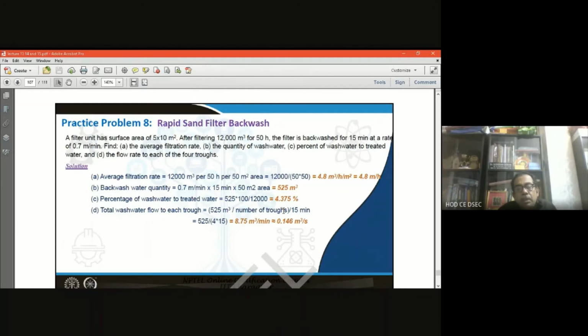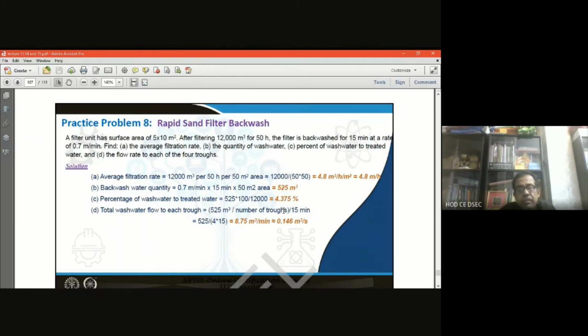Now the wash water which is required for backwashing is 525 cubic meter. And what is the treated water? What has to be treated in the filter? That is 12,000 meter cube. So what percentage of the treated water is used as wash water? Simply 525 by 12,000 into 100, that is 4.375%.